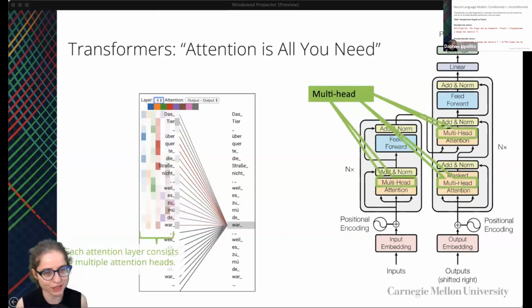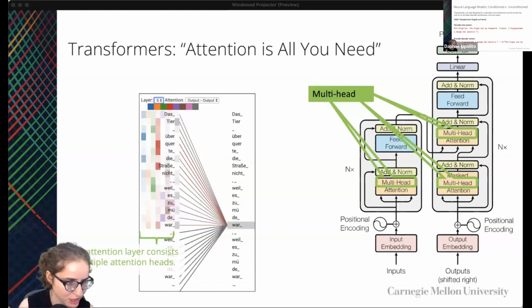Okay, and then the last thing to briefly mention is this word multi-head attention. This just means that each attention layer consists of multiple attention heads. So instead of just having one alpha at this attention layer, you have six different alphas, you can see them in the different colors here, or maybe it's eight different alphas. These are just different attention heads, and this allows the model to have more learning capacity, basically.